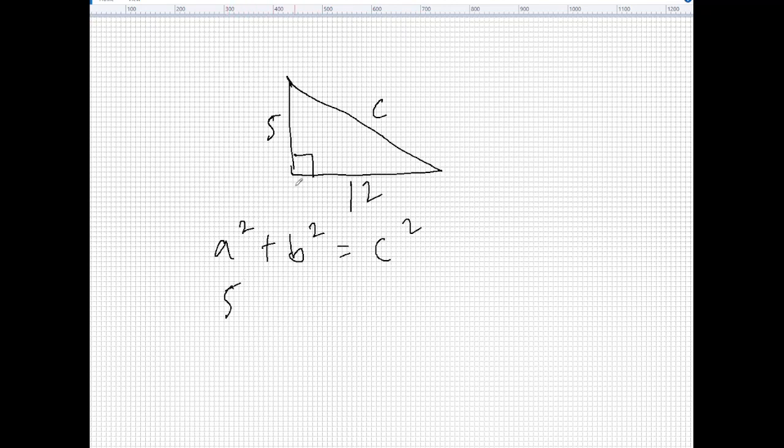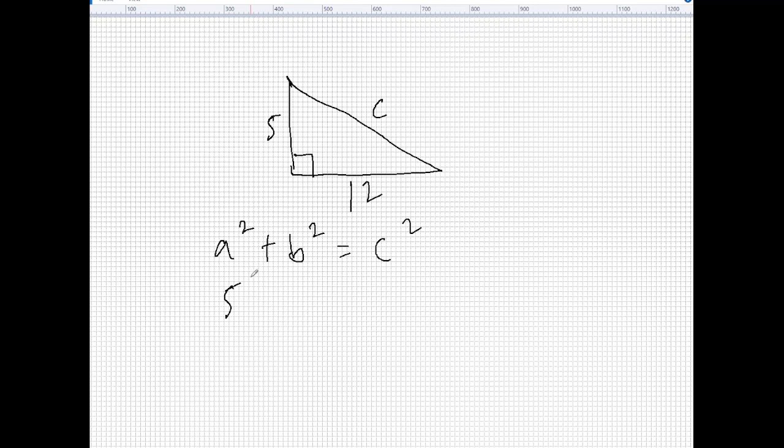Now it really doesn't matter, this could be 5 and this could be 12. The position of a and b really has no influence on what the answer is going to be. The only criteria is that we have c to the right of the equation, and the sum of the squares of a and b is always going to equal c squared. And if it doesn't equal c squared, then it's not a right angle triangle, and the Pythagoras theorem cannot be applied.